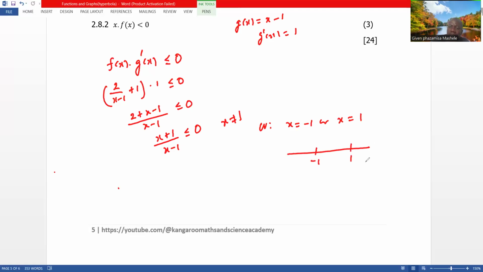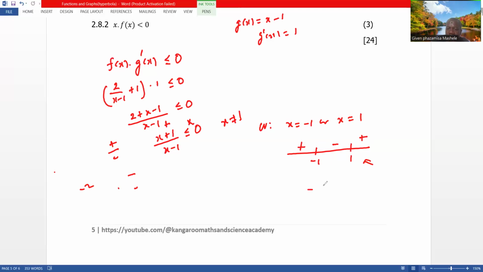Give me any number bigger than 1. It's 2. 2 plus 1 is positive. 2 minus 1 is positive. It's positive. Give me a number between minus 1 and 1. It's 0. 0 plus 1 is positive. 0 minus 1 is negative. This will give us negative. Any number less than minus 1 is minus 2. Minus 2 plus 1 is minus. Minus 2 minus 1 is minus. This will be positive. But we want where the answer is negative because of less than.